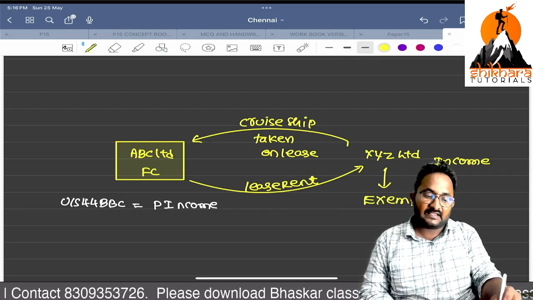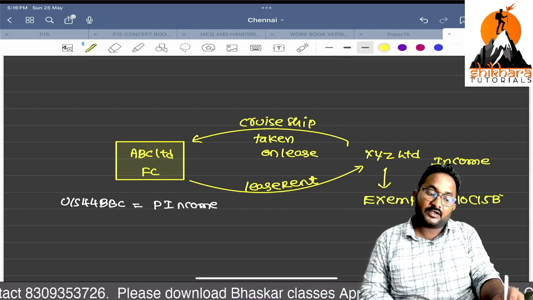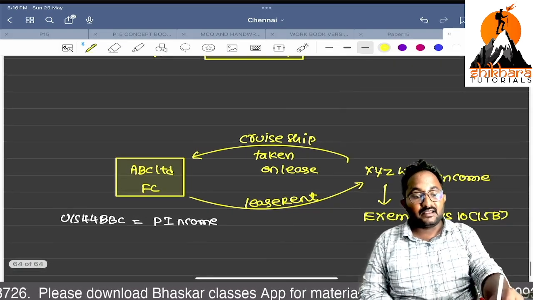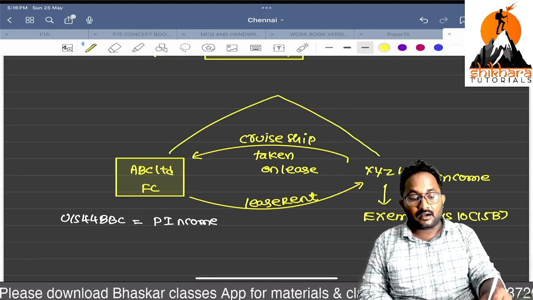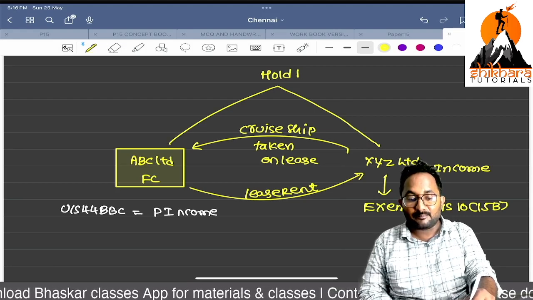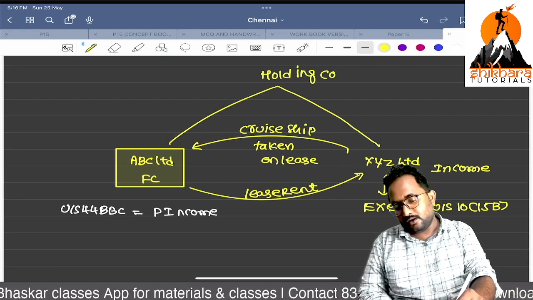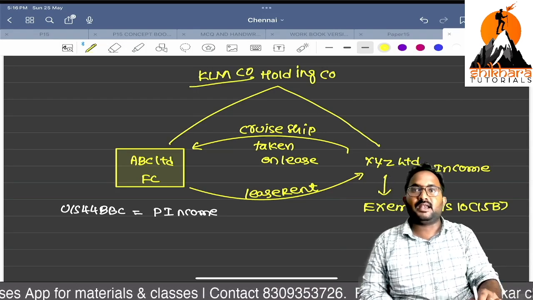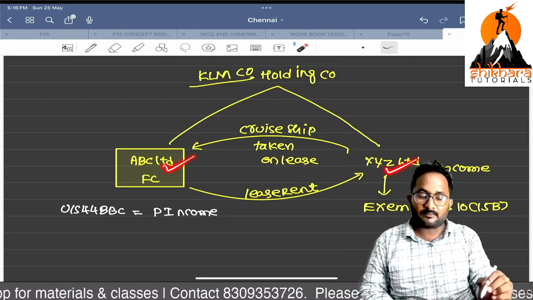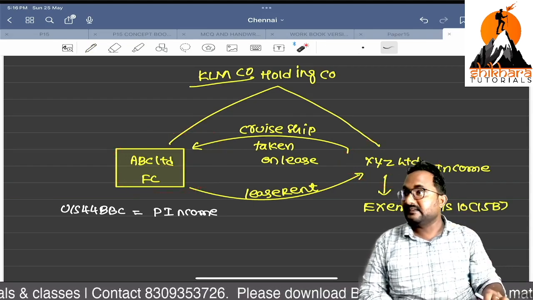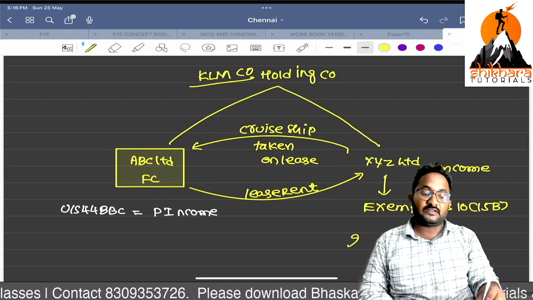Exempt under section 10(15B). But a condition is there. These two companies are subsidiaries of one holding company. So KLM company is there. For that company, these two are acting as subsidiaries, and in simple words we can call them co-subsidiaries. This exemption is available up to which assessment year?